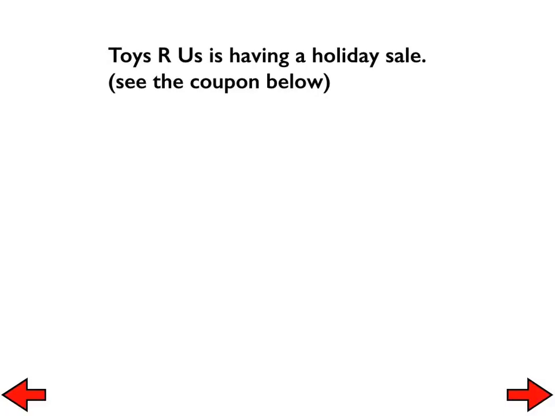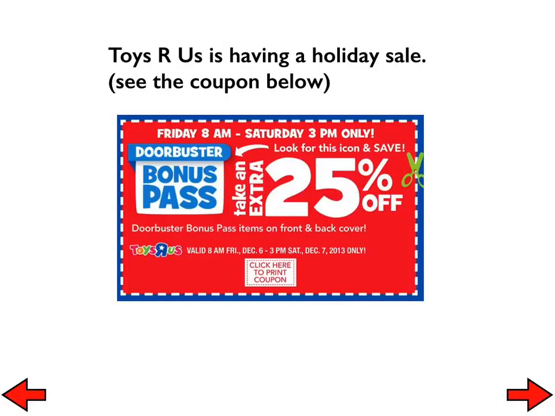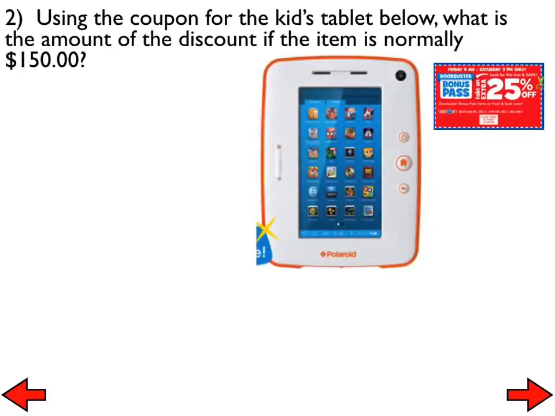Okay? Let's look at number 2. Toys R Us is having a sale, and then we're going to use this coupon. How many percent off is it? 25. It's not on your notes, so make sure you look up here. Using that coupon for this kid's tablet that you want to buy, what is the amount of discount if the item is normally $150? I'm going to read it again. What is the amount of discount? Is this an adding, subtracting problem or a discount only problem? Discount only. Good. It is asking for exactly the amount of discount, not the price. See how there's no word price in there? It doesn't say find the price after discount. Find the sale price. It says what is the discount?